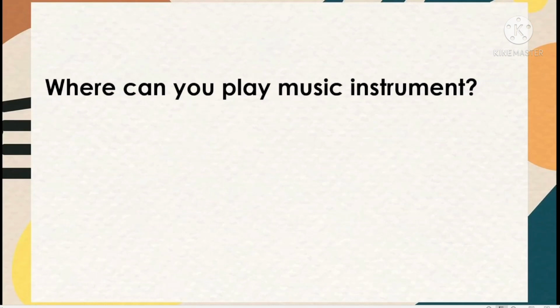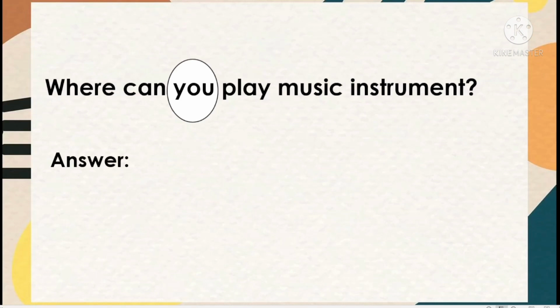When we say where, word W-H-E-R-E. Where is a place? Where can you play? Where is a place? Now, when we talk about you, this is you. Okay, we are asking you. That's why I encircled it. Now, how do you answer it? Where can you play music instrument?